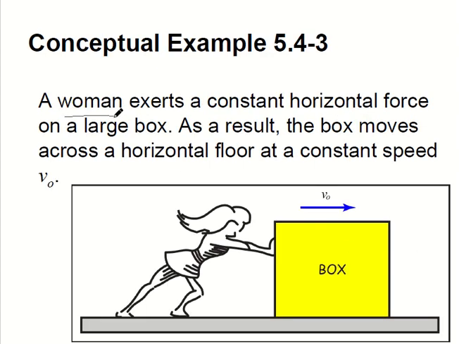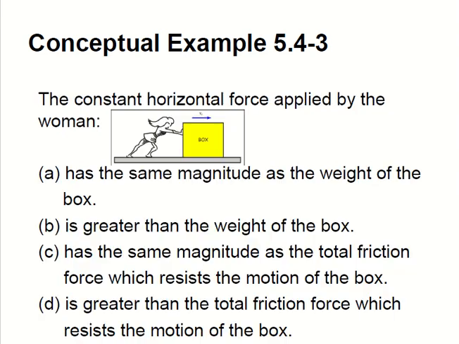Now there's a woman, and she is going to exert a constant horizontal force going that way. Of course, every time you think about the horizontal, you've got to have this in your mind. Okay. Alright, so a horizontal force on a large box, and as a result, the box moves across a horizontal floor at a constant speed. Now we have a movement, and we're going with a constant velocity. See that motion is going that way. Got to be in your head.